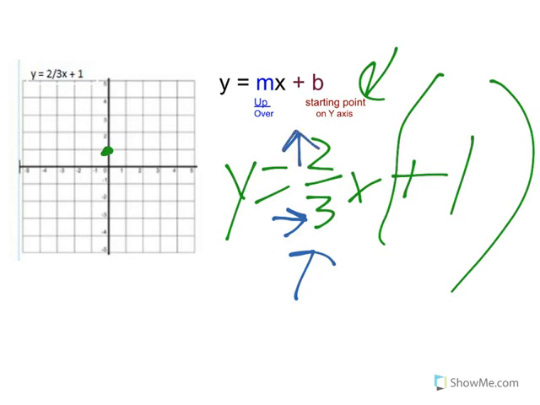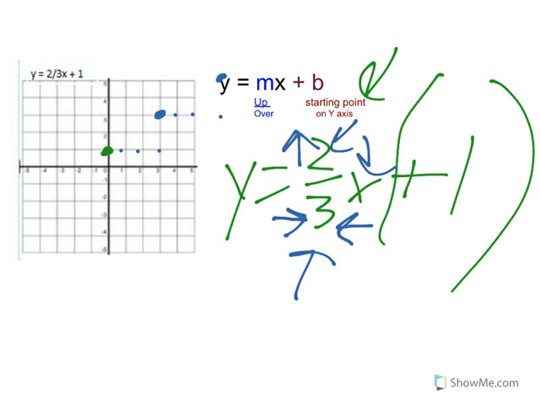So let's do it. How many am I going over? 3. So 1, 2, 3. How many am I going up? 2. 1, 2. So there's my next point. If I was to continue over here, 1, 2, 3, up 2, it's off the grid, right? So what I want to do now is go the other direction, all right? So I can go the opposite way, right? And then down the opposite way for up, all right?